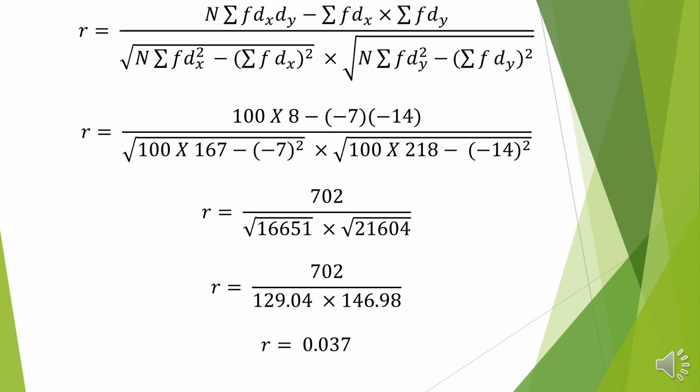When we go through this step, we get these values, and finally we have a value of r equal to 0.037. There is a weak positive correlation between the variables.